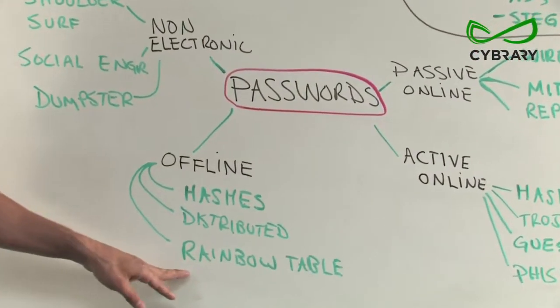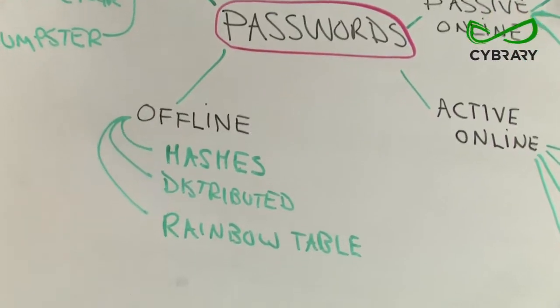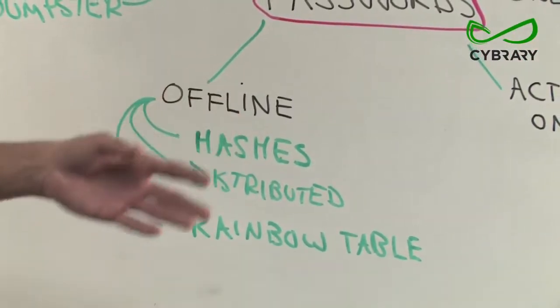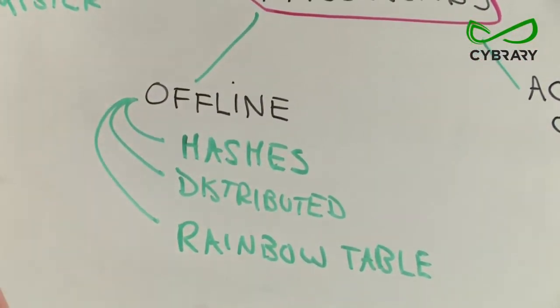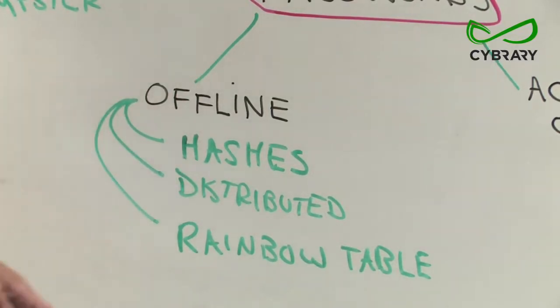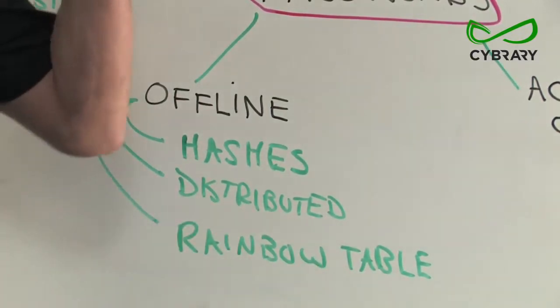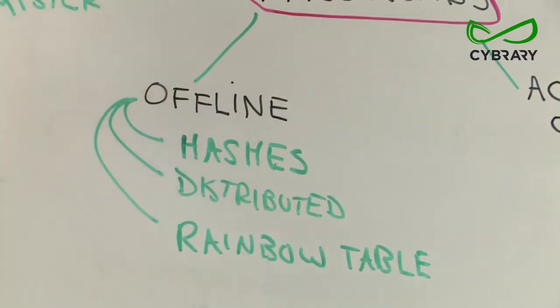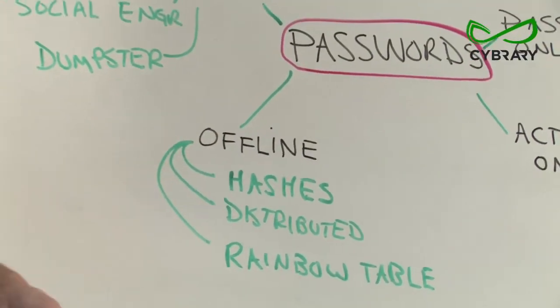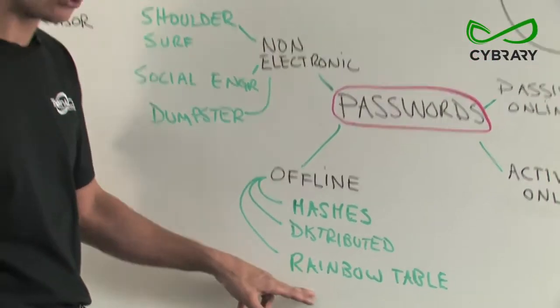Or rainbow tables. One of my favorite websites is Free Rainbow Tables. I think it's .org if I'm not mistaken. Either way, if you Google Free Rainbow Tables, this is easy enough, because literally there are gigabytes and terabytes of rainbow tables of stuff that has been hashed. So we're going to take apart the rainbow table process.